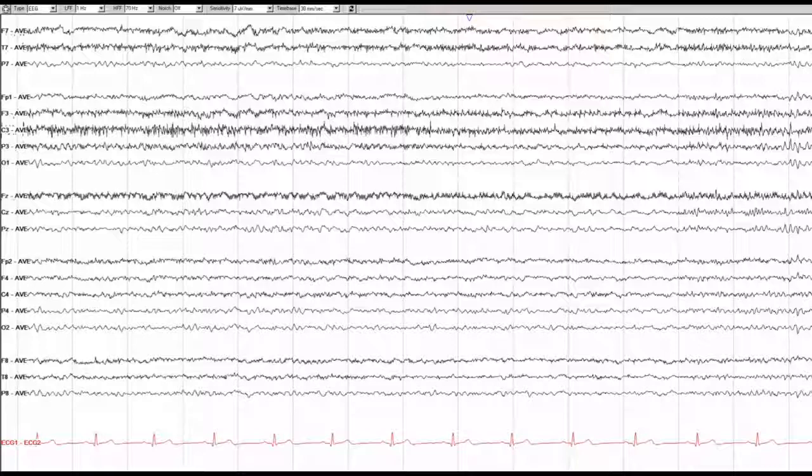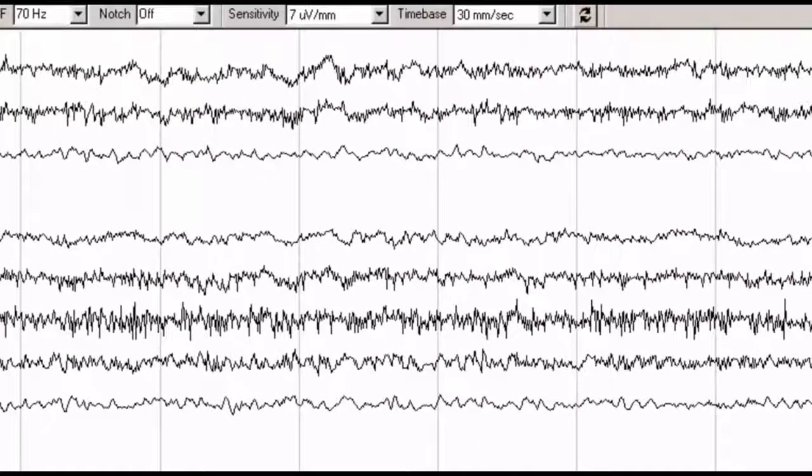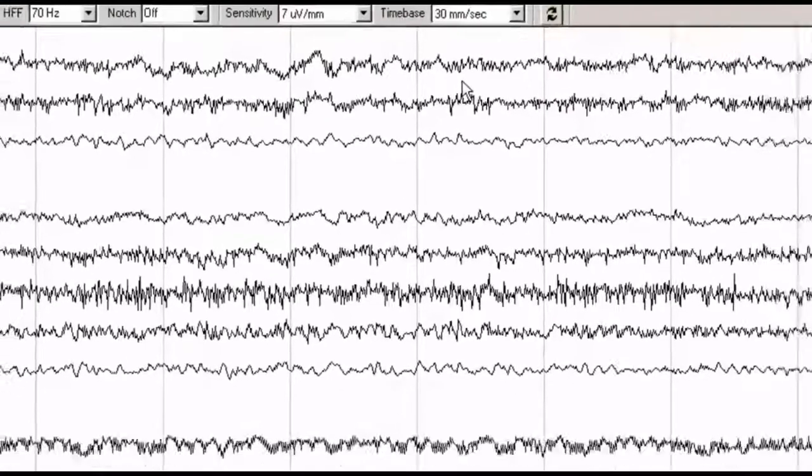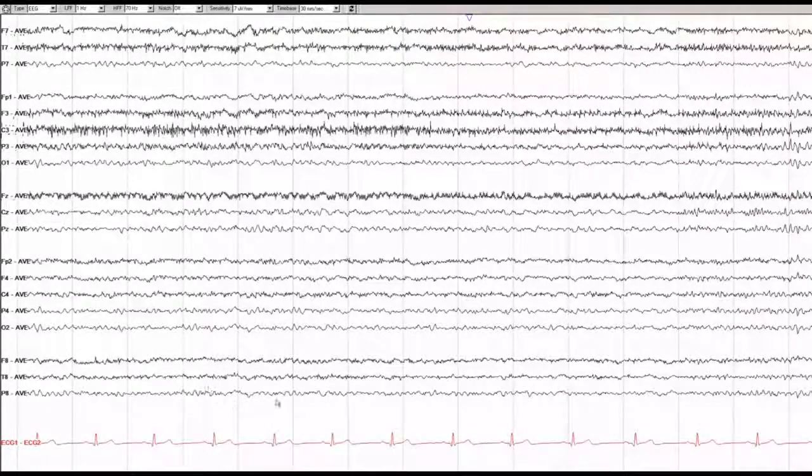Here I have switched to an average reference montage. As I have mentioned in previous videos, it is sometimes easier to see focal slowing on average reference montage as opposed to bipolar montages. Again, look at this string of 3 seconds and compare the left temporal region to the right temporal region. Particularly, compare F7 and T7 to F8 and T8. You can clearly see that there are some medium voltage theta and delta waves on the left side that are not seen on the right.